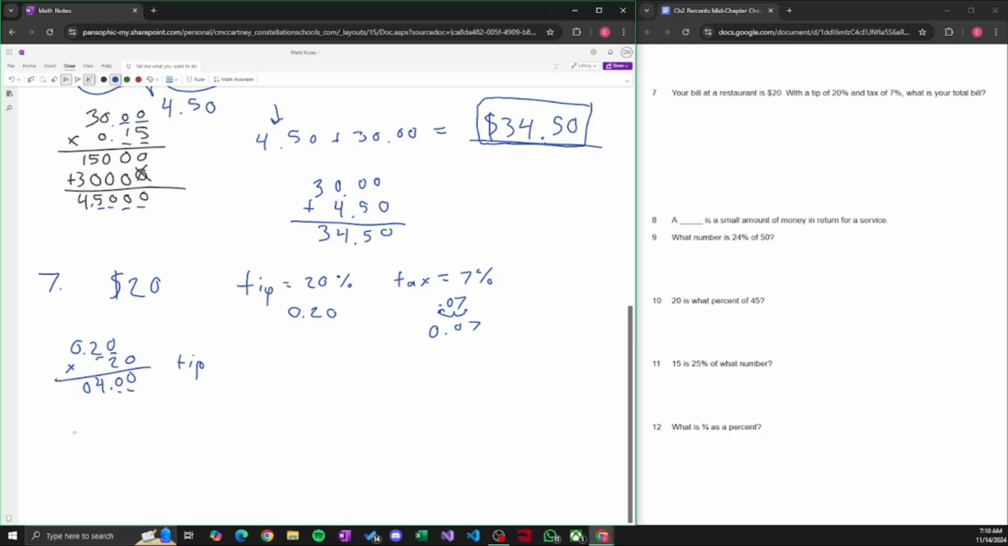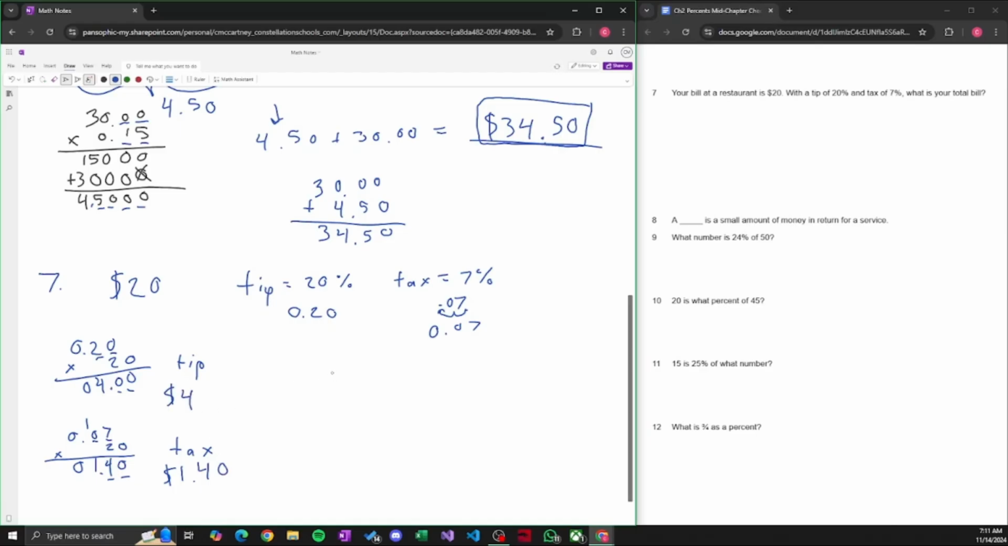Our tax is 7%, so we're going to do the same thing. We're going to do 0.07 times 20. Going to bring down the 0. 2 times 7 is 14. 2 times 0 is 0. Add the 1. 2 times 0 is 0. Count the numbers after the decimal. 1, 2. And do the same with our answer. 1, 2. There's our decimal point. So our tax is $1.40. Our tip is $4.